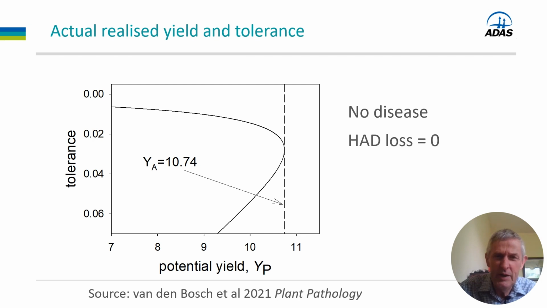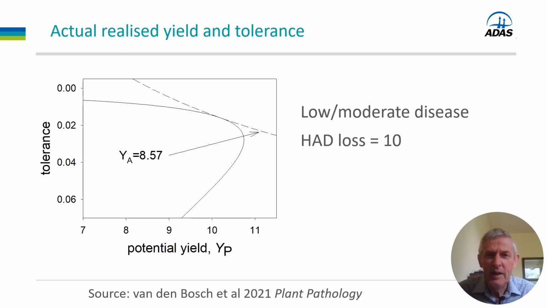However, the picture changes quite considerably even if we look at quite low or moderate amounts of disease that equate to a healthy duration loss of about 10 units. The contour of achievable yield then becomes the sloped dotted line that we see here, and where that touches the envelope becomes our new breeding target. We can see that it's actually worth sacrificing a bit of potential yield in order to maximize what we can actually achieve in the field.